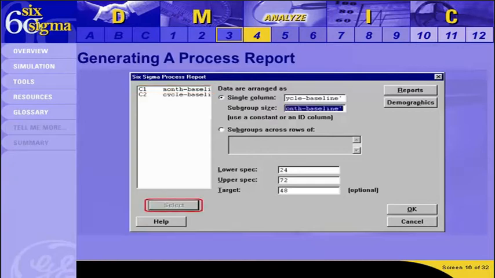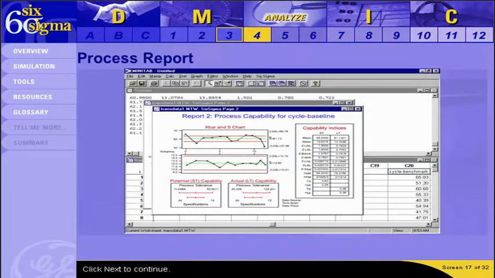When you click on Select, that field name appears in the subgroup size field. Now click on OK, and the report will be generated. Click Next to see the results. By default, the Process Report command generates two report screens. Report 2 includes a great deal of information which may assist you in understanding the process. Let's take a quick look at this chart.